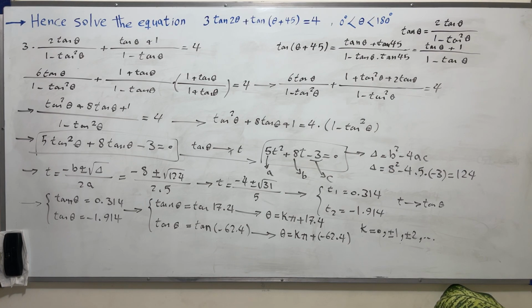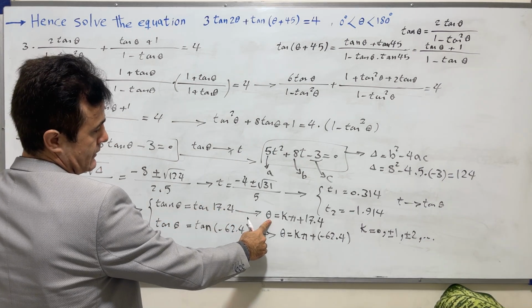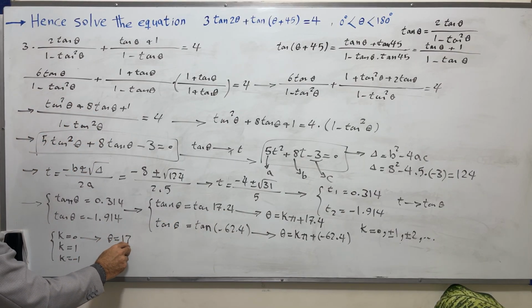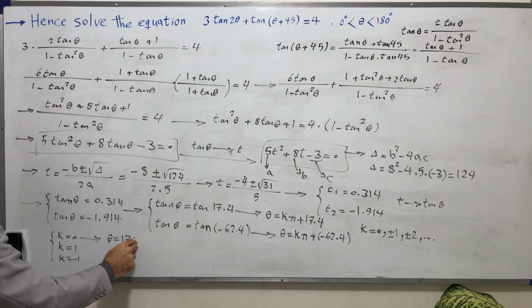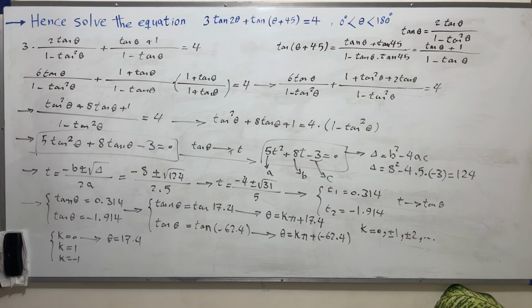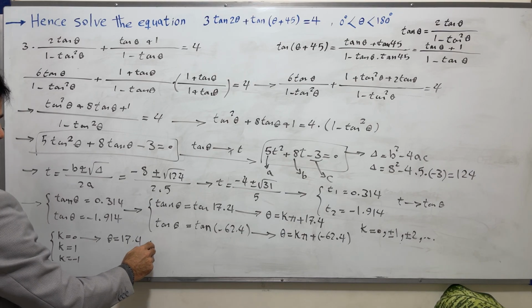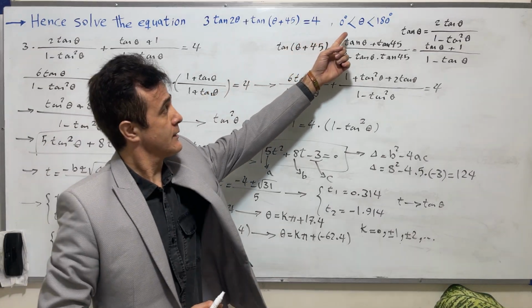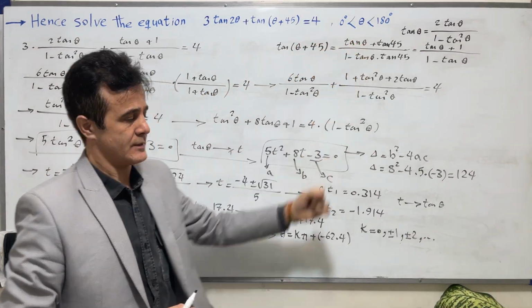For the first set of answers, we have k equal 0, k equal 1, k equal minus 1. For k equals 0, in this relation, θ equals 17.4. This answer is valid because it is within the range, θ between 0 and 180 degrees.